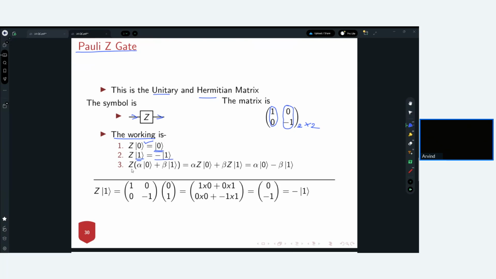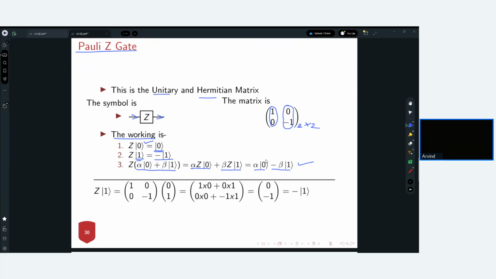And as in the X and Y gates, the working on the superimposed state can be explained by applying Z over the linear terms of alpha ket 0 plus beta ket 1, which becomes alpha times Z applied to ket 0, and beta times Z applied to ket 1, which will become alpha times ket 0 minus beta times ket 1. So this is the working when we apply the Z gate on the superimposed state.